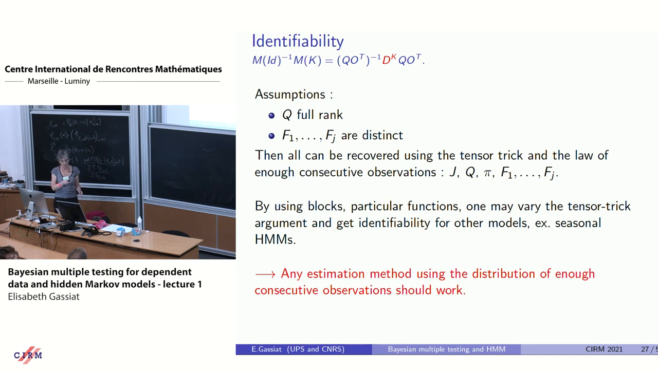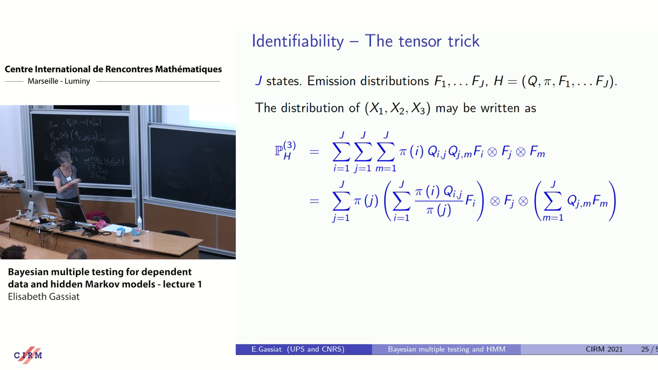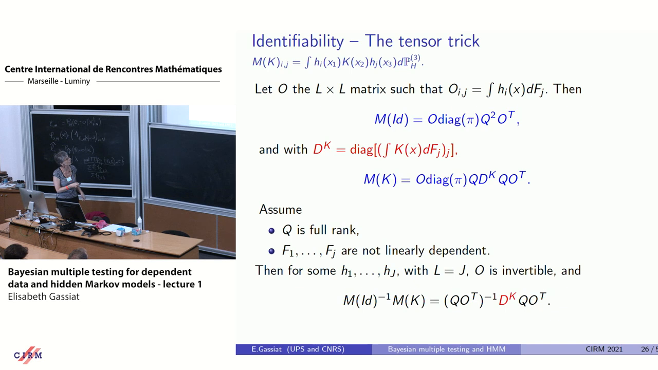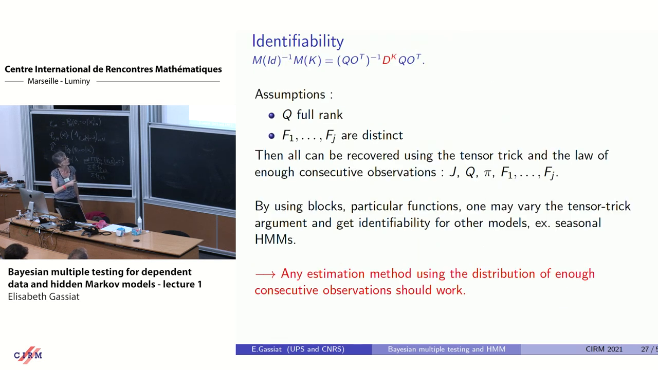So then you can vary the tensor trick, you know. I've shown it by putting some precise functions here and only three consecutive observations, but you can use it by taking blocks of observations on the left and on the right, just one in the middle. Or you can vary it and vary the functions. And this way you can find other results that it is enough that the distributions are different. As soon as you use more than three consecutive observations, of course you need to use more. You need to use blocks and it's more intricate, so I will not show it. But then you can recover everything only when it's distinct. But the assumption that Q is full rank stays.